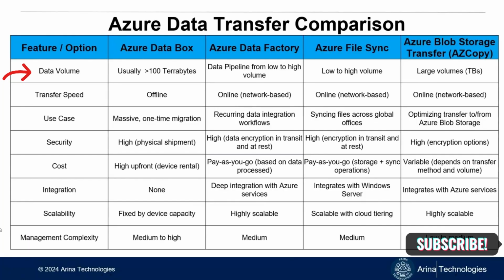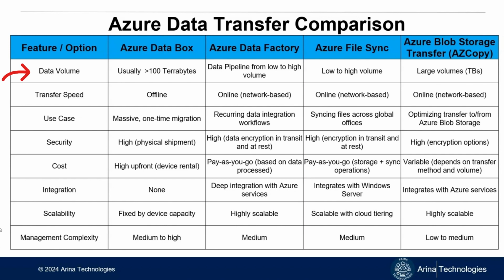Now for the data volume, the Data Box is ideally suited for something which is larger than 100 terabytes, and even the import-export service, because if you have low network speed, then this ideally kicks in. But if you have good internet bandwidth and you can transfer data in terabytes over the internet, then you're better off just doing it over the internet.